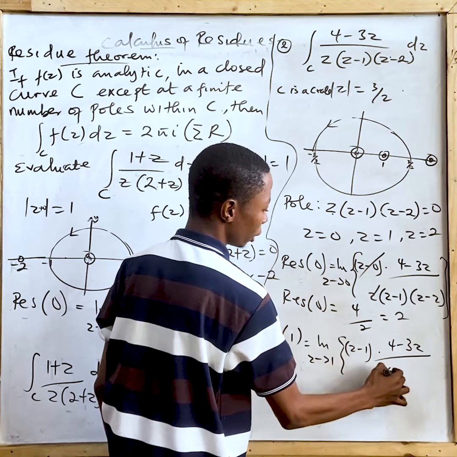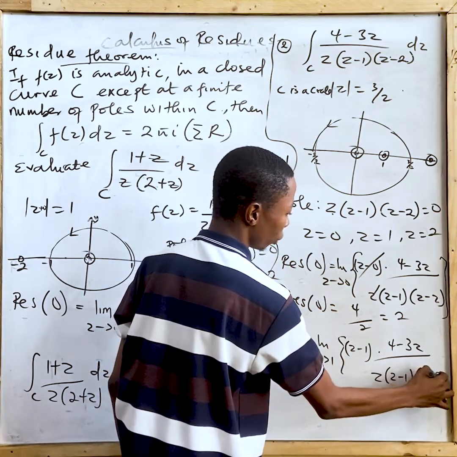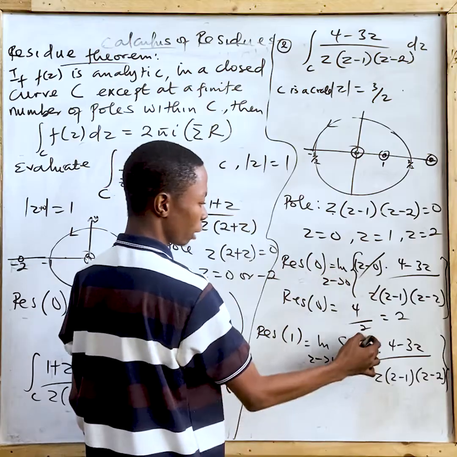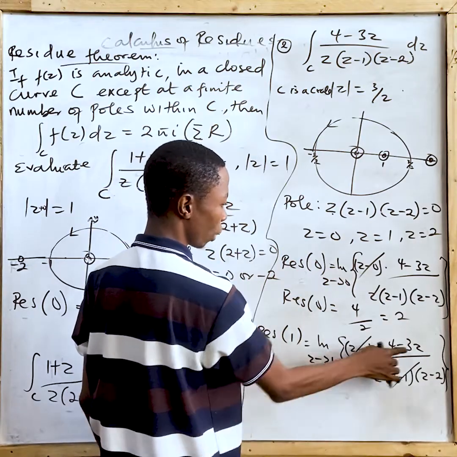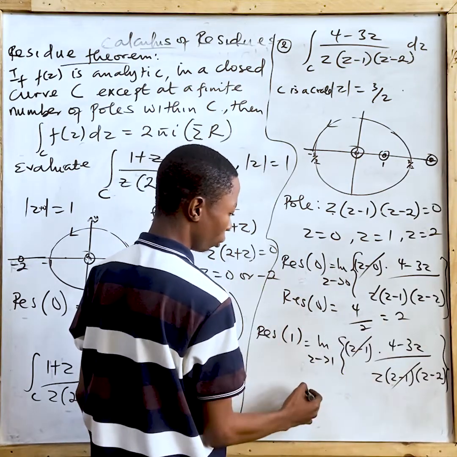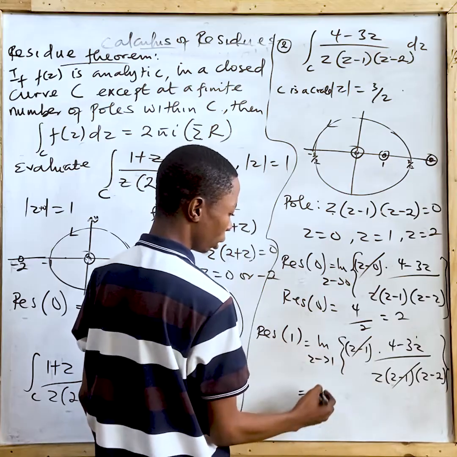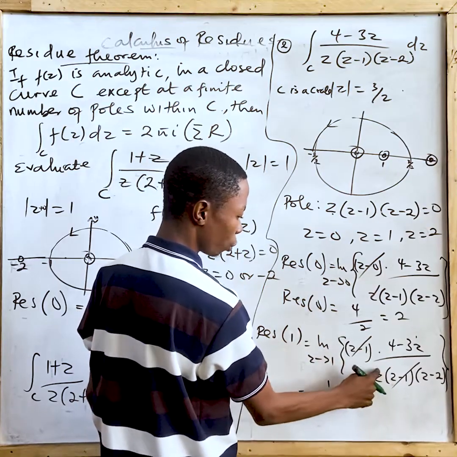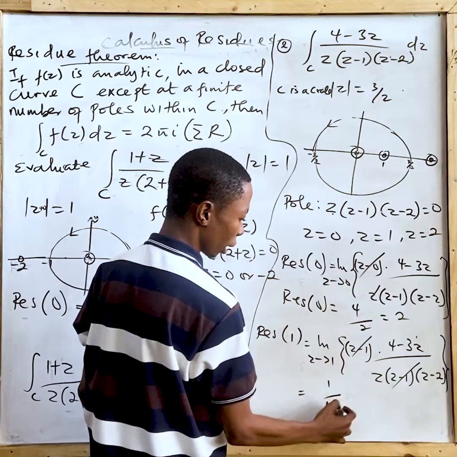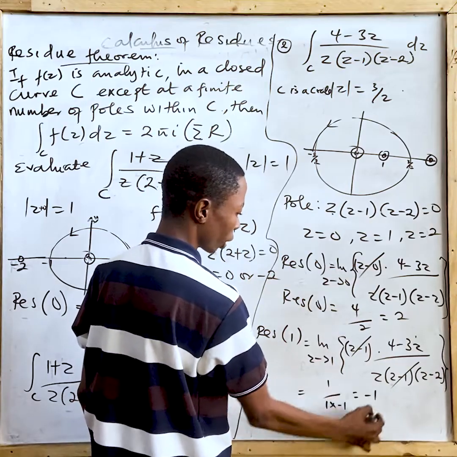By z, z minus 1, z minus 2. So z minus 1 will cancel z minus 1. Put 1. If I put 1 here now, we are going to have put 1, 4 minus 3, 1. Put 1, 1 times, put 1, minus 1. That's minus 1.